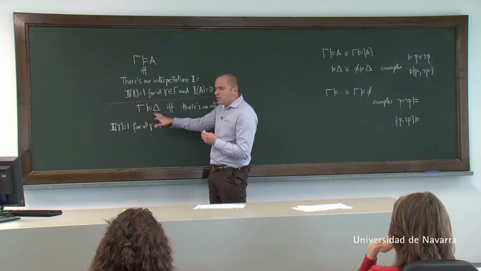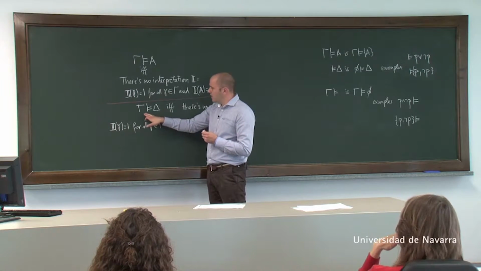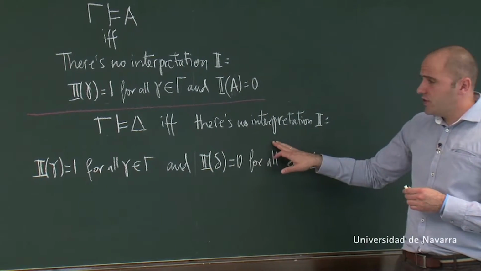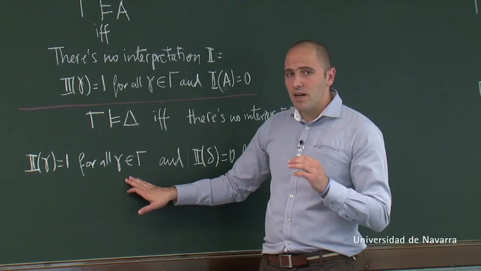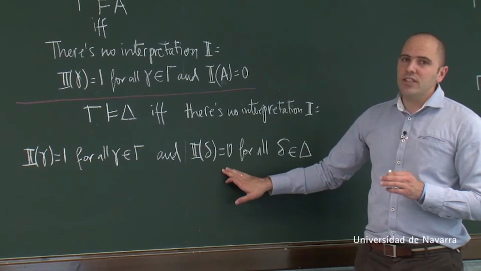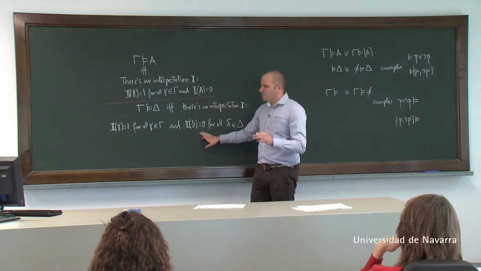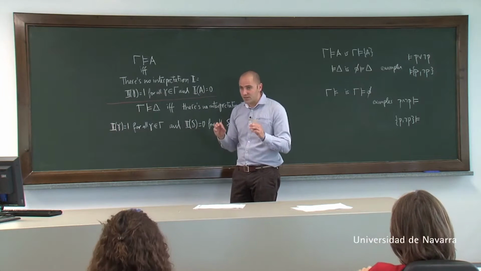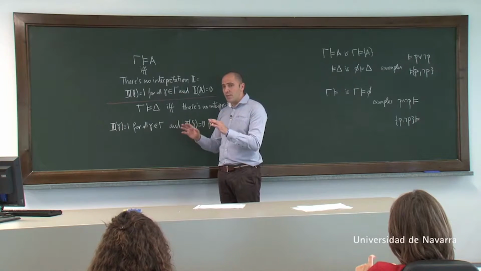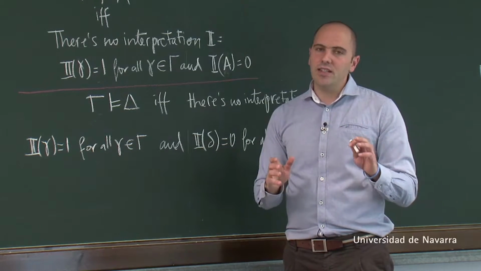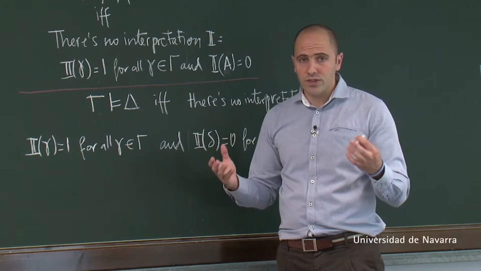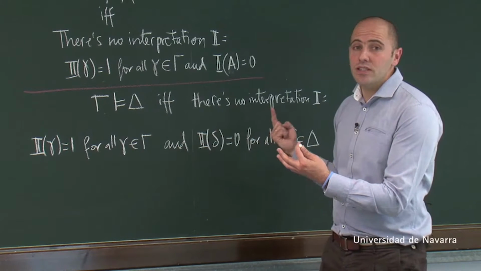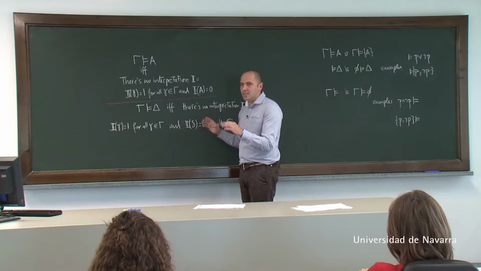We will say that a set delta is a logical consequence of a set gamma just in case there is no interpretation where all the gammas take value 1 and all the deltas take value 0. I repeat it: delta is a logical consequence of gamma just in case there is no interpretation where all the gammas take value 1 and all the deltas value 0. Or in other words, in any interpretation where all the gammas take value 1, at least one delta takes value 1. So that's the idea.